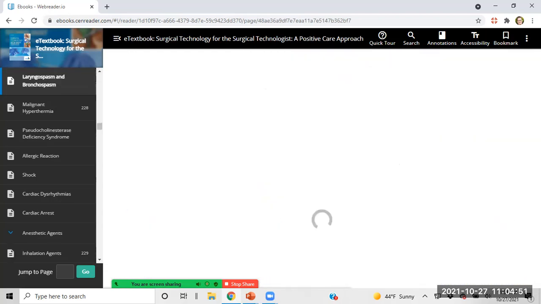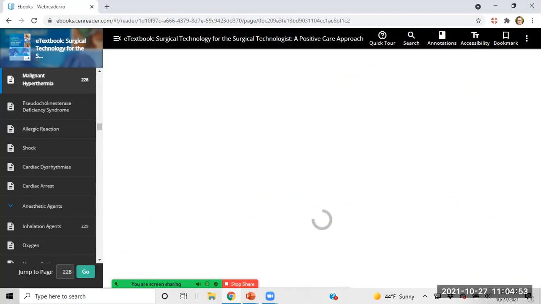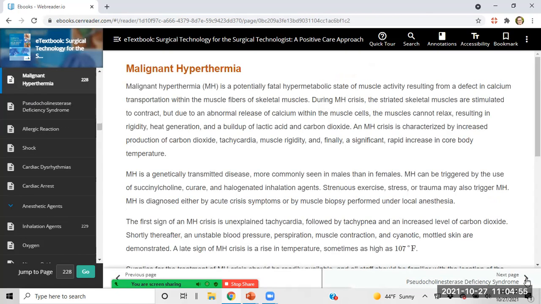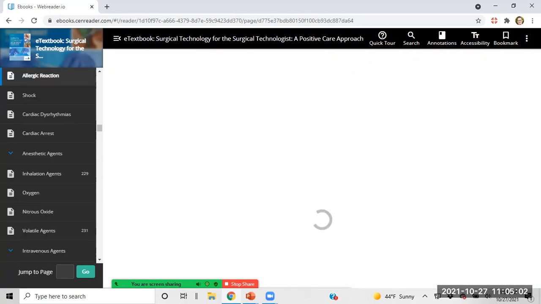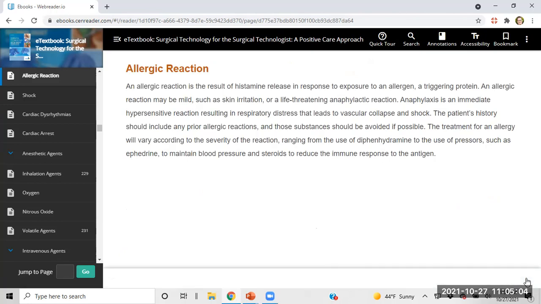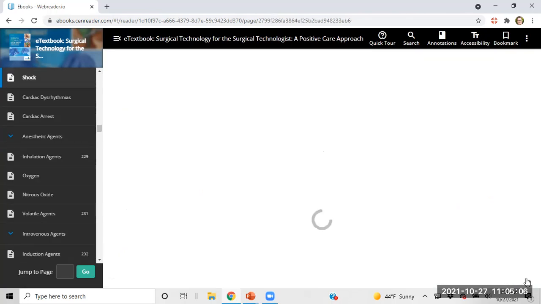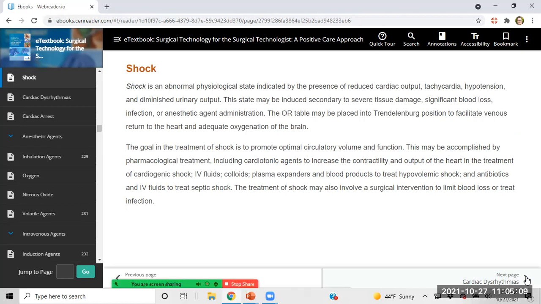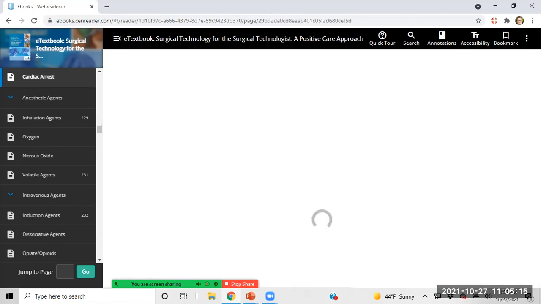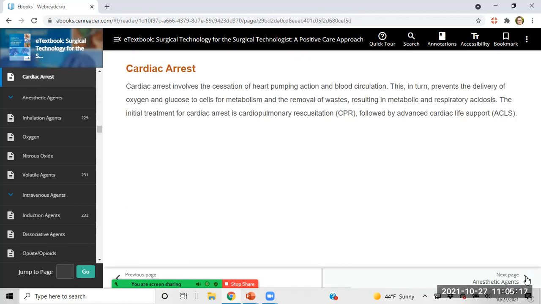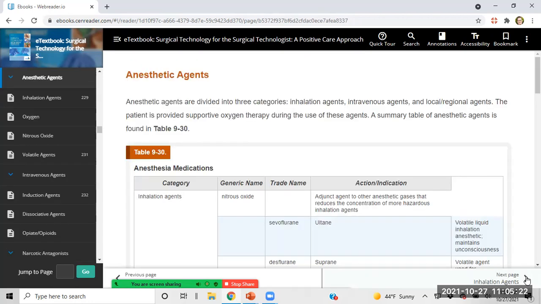Then we talked about the laryngeal spasms. And shock, of course, that's when you're going to put the patient in Trendelenburg. Cardiac dysrhythmias are going to be managed by medications, or cardiac arrest is going to be managed by CPR and ACLS, as well as medications.